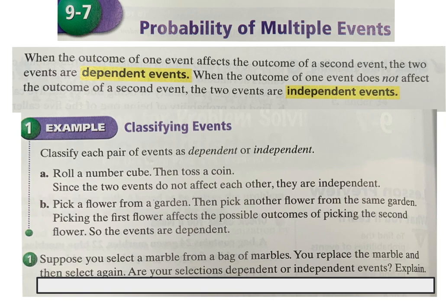So suppose you select a marble from a bag of marbles, you replace the marble and then select again. Are those dependent or independent? Independent. The important word here is the word replace. You replace the marble. You did not affect your second draw at all.